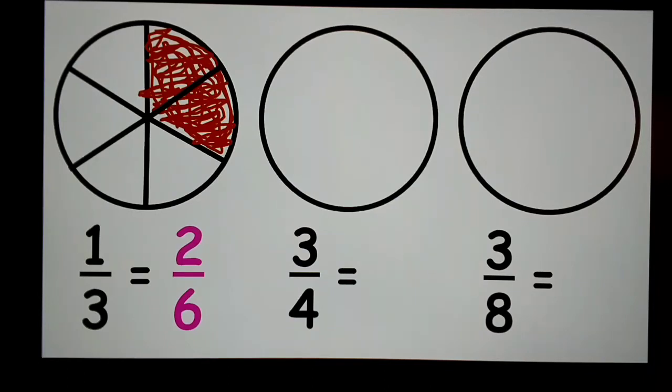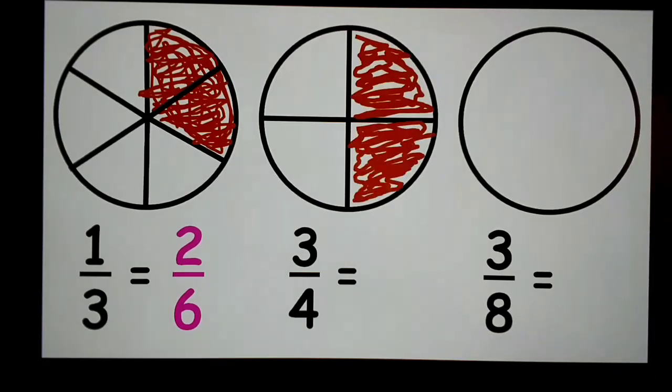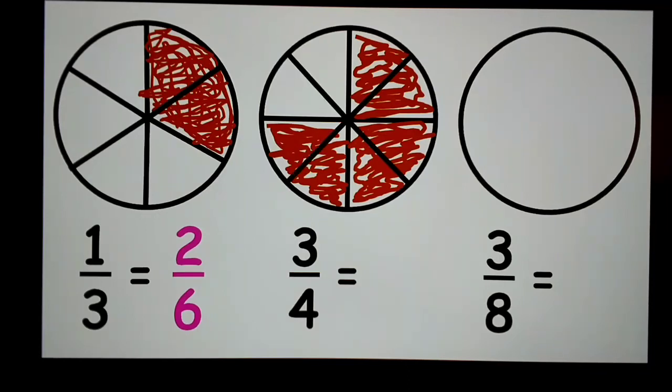The next one is 3/4. This one has an even denominator, so we can cut them in half. 3 is our numerator. We color 3 pieces. Now to find the equivalent fraction, we're going to take each piece and divide it in half. Count them all up and we get 6/8.